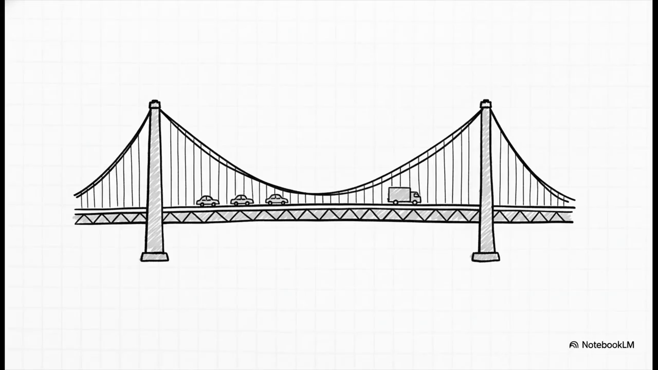So let's go back to our bridge. If the design pressure was that insane worst-case traffic jam, then the operating pressure is just the regular day-to-day flow of cars and trucks. It's the expected routine load that the bridge handles constantly without even breaking a sweat.